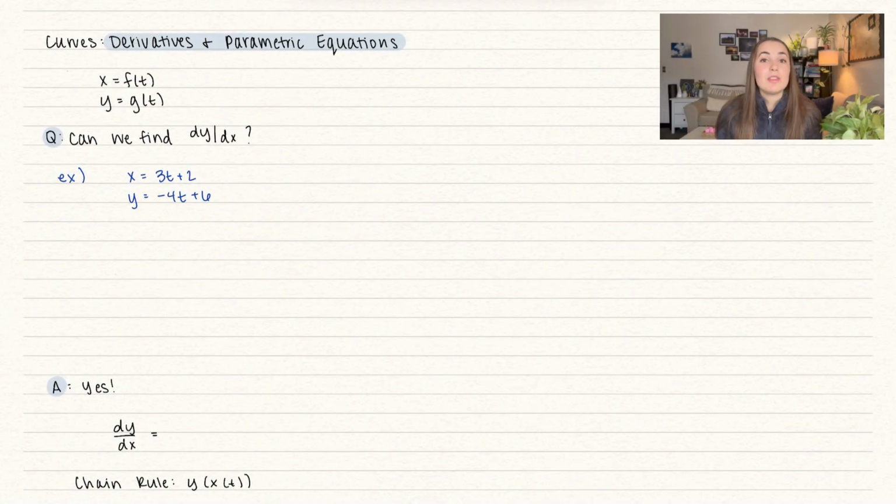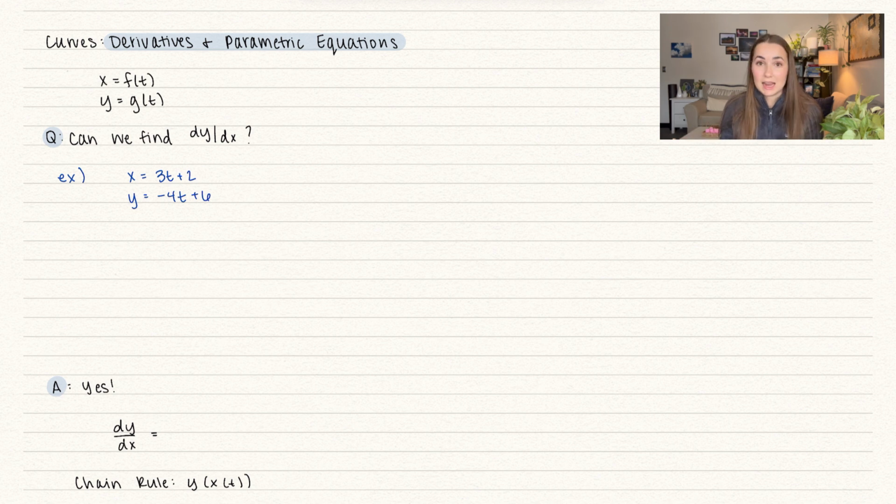So when we're working with parametric equations, we're working with functions in terms of t. So x is a function in terms of t and y is a function in terms of t. T is a parameter, right? It's our time. So the purpose of using a parameter is so we can find the location at a specific point in time. So the question is, can we find the rate of change or the derivative, right? So dy/dx.